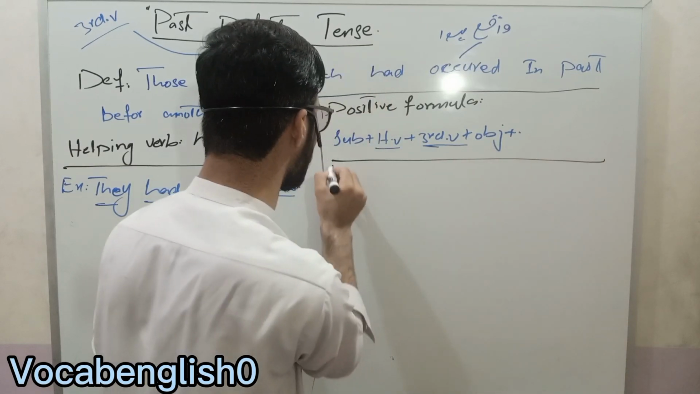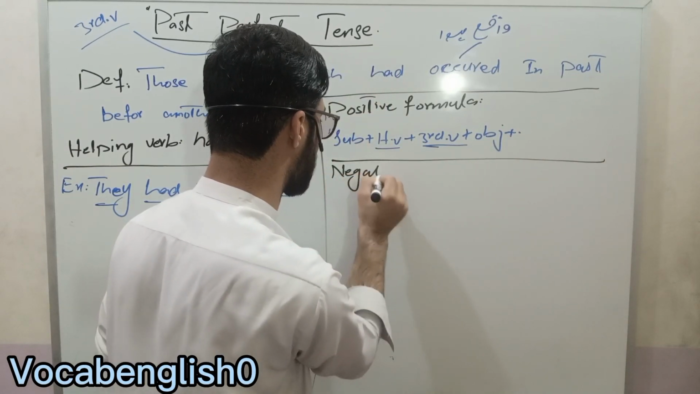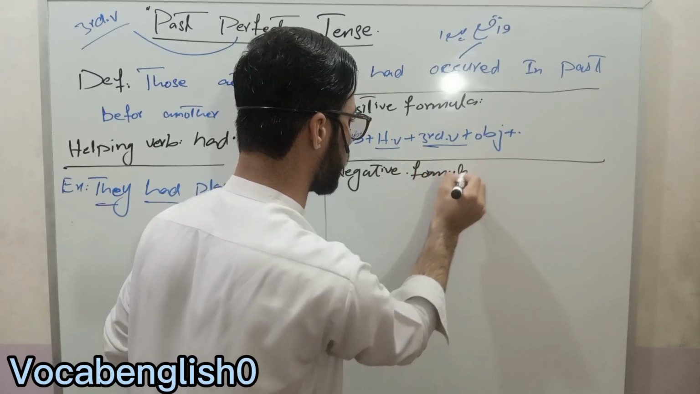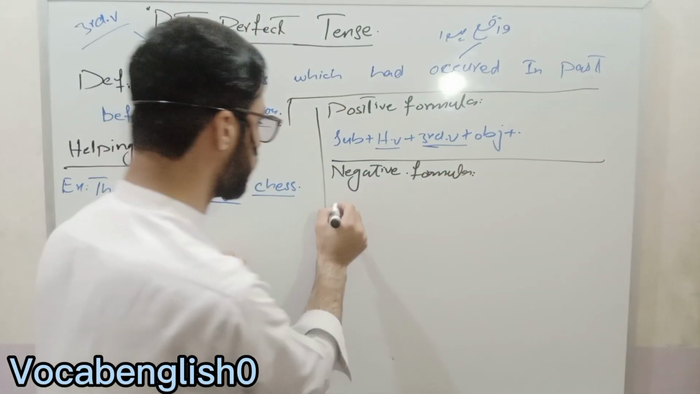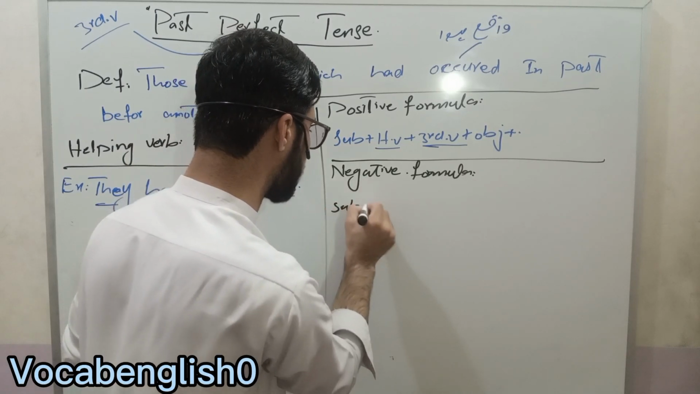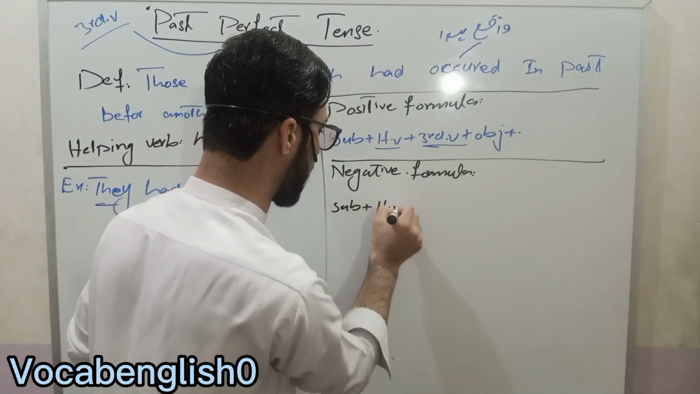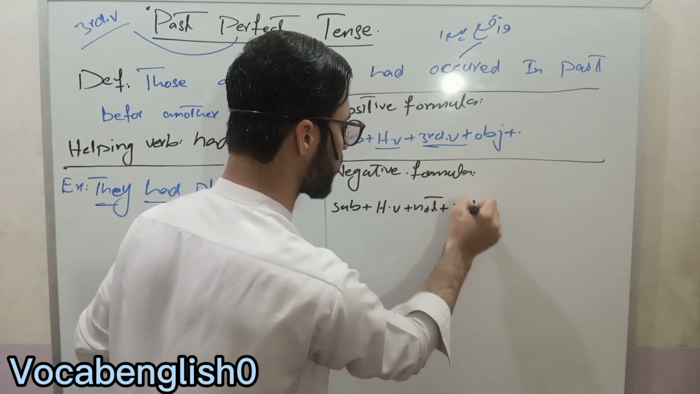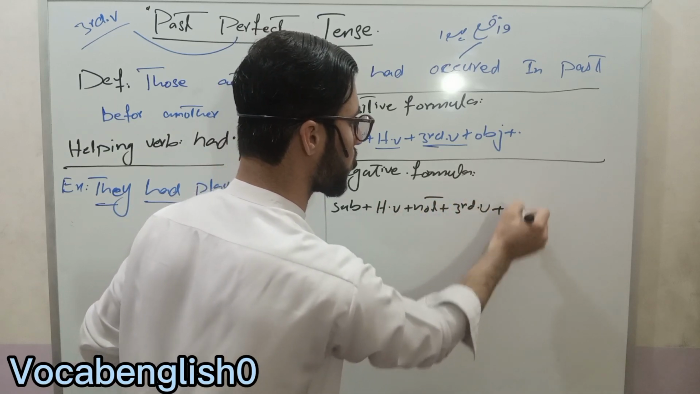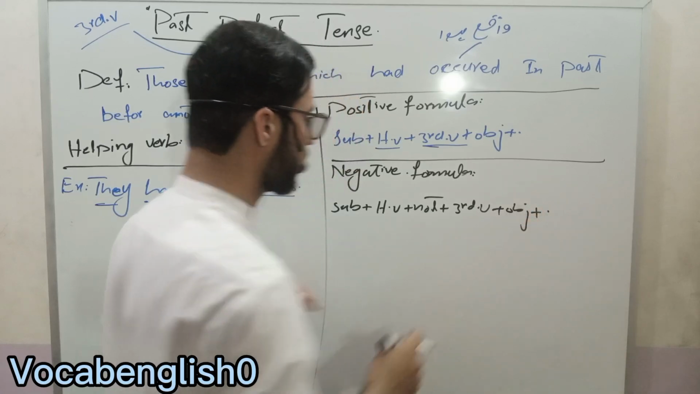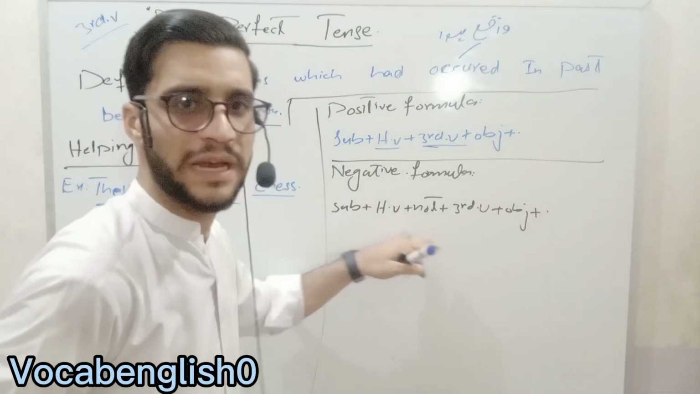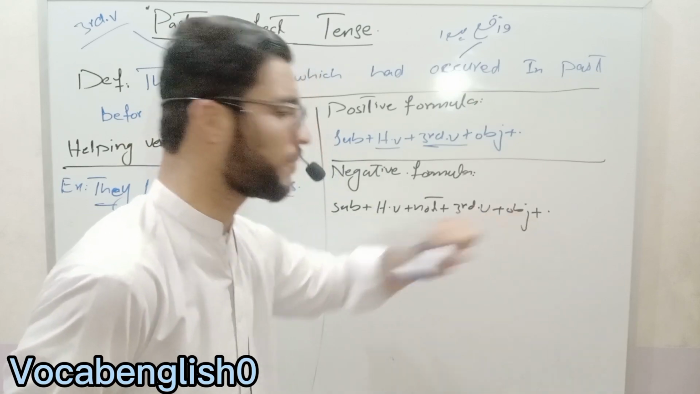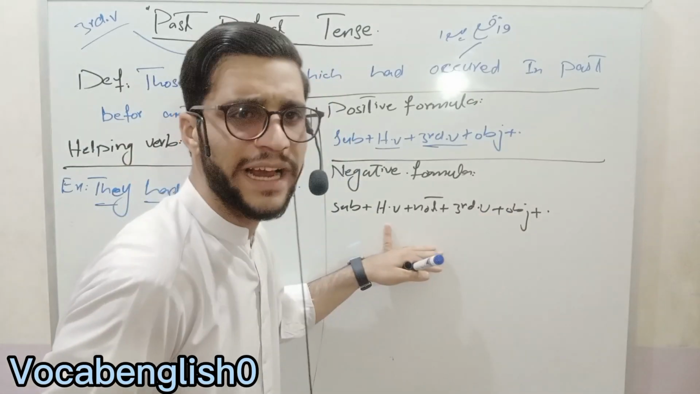The next is negative formula. What is negative formula? Subject plus helping verb plus not plus third form verb plus object plus full stop. So this is the negative formula.